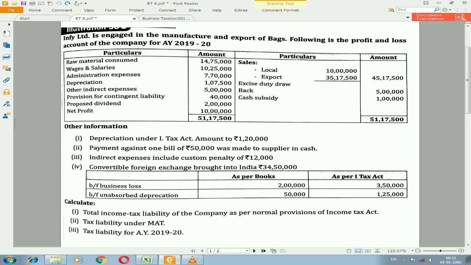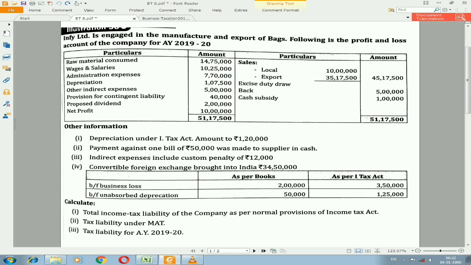Other informations: depreciation under Income Tax Act, amount to rupees 1,20,000. Payment against one bill of rupees 50,000 was made to supplier in cash. Indirect expenses include custom penalty of rupees 12,000. Convertible foreign exchange brought into India, rupees 34,50,000. Then we have a business loss brought forward and also brought forward unabsorbed depreciation as per books as well as per Income Tax Act. Then calculate income tax liability of the company as per normal provisions of Income Tax Act, then tax liability under MAT, then tax liability for the assessment year 2019-20.